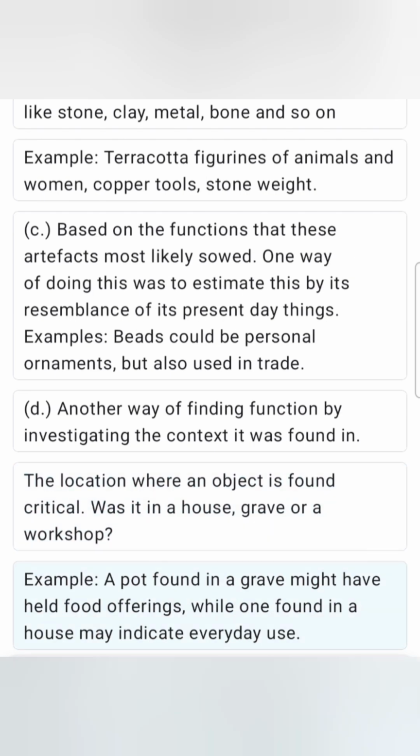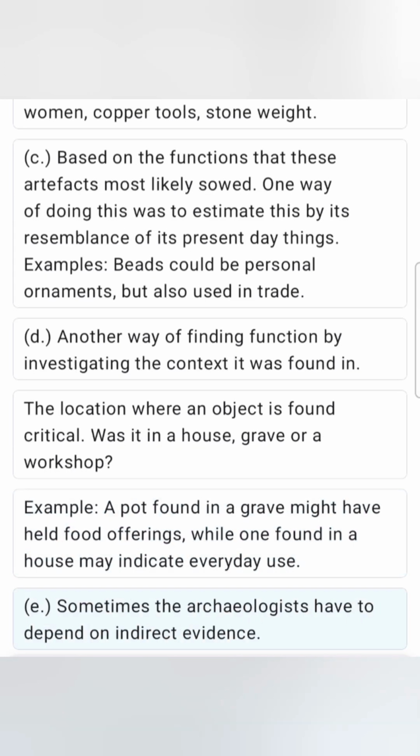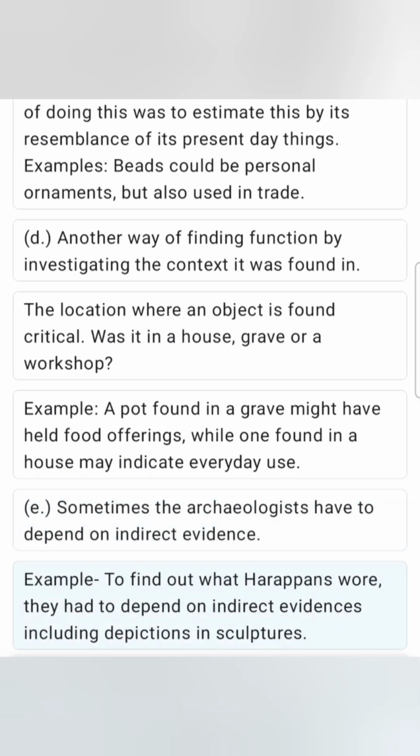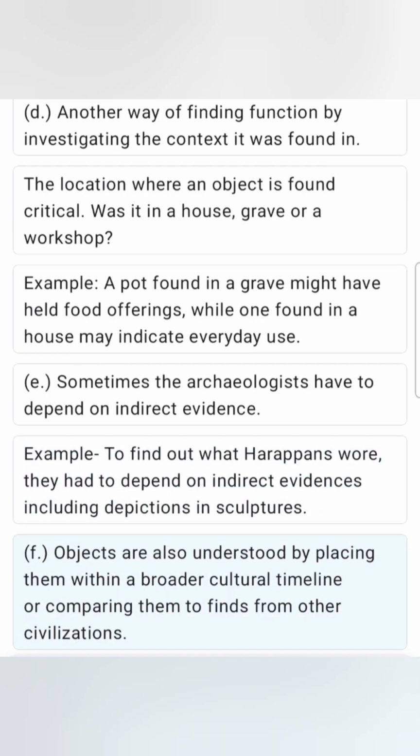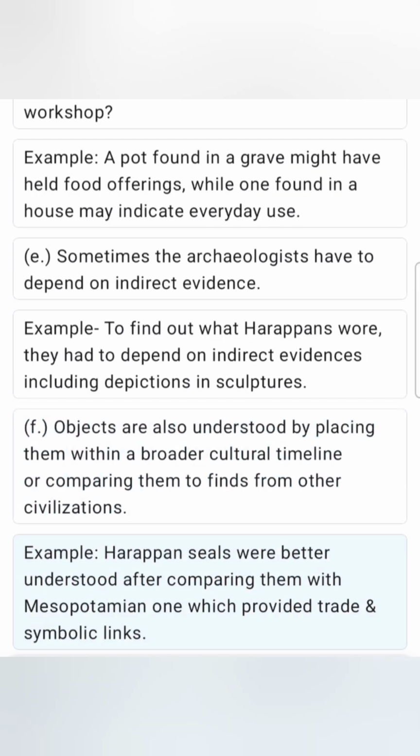Example: a pot found in a grave might have held food offerings, while one found in a house may indicate everyday use. E. Sometimes the archaeologists have to depend on indirect evidence. Example: to find out what Harappans wore, they had to depend on indirect evidence including depictions in sculptures. F. Objects are also understood by placing them within a broader cultural timeline or comparing them to finds from other civilizations. Example: Harappan seals were better understood after comparing them with Mesopotamian ones, which provided trade and symbolic links.